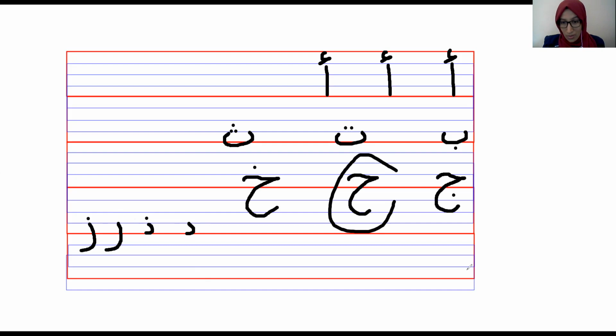Then we have Sin and Shin. Sin, we write it like this within the first line, 1, 2, 3, and the 4th is like this. Sin, the equivalent of S. Then I have Shin, the same 1, 2, 3, the 4th, 1 under, and with 3 dots on. Sin, Shin. Then I have Sad, like this. Dad, written the same way but with one dot on.